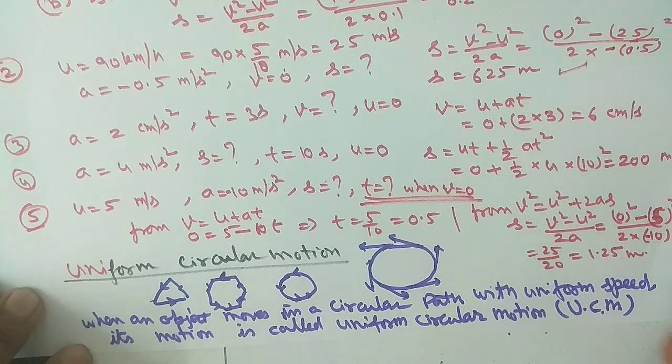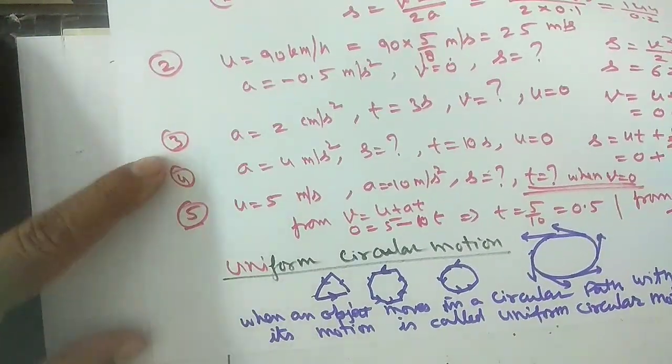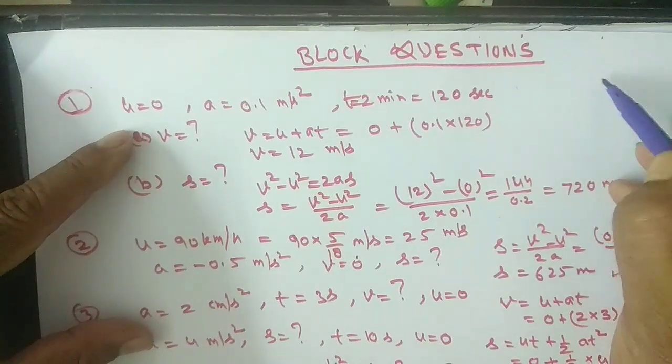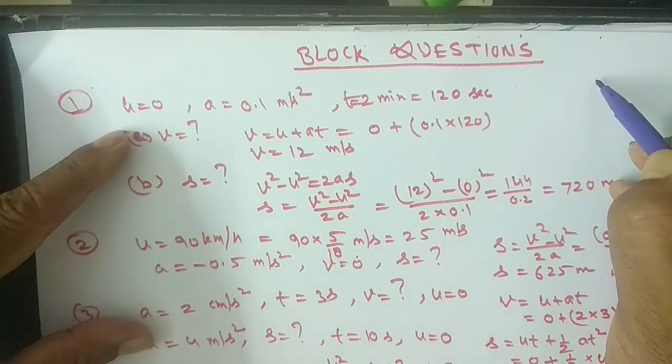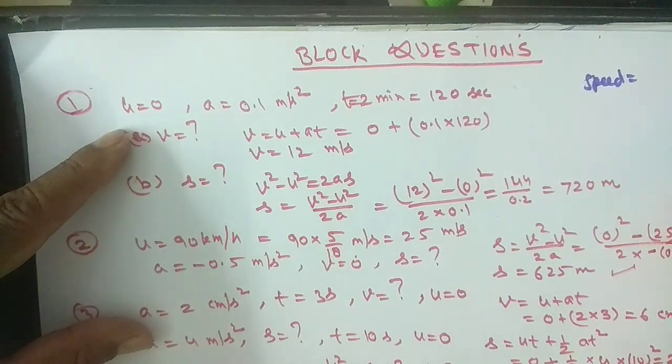And what is the value of the UCM? What is the value of the speed or the velocity? Because you know velocity means distance or the displacement. So speed, it is constant. So what is the value of that?